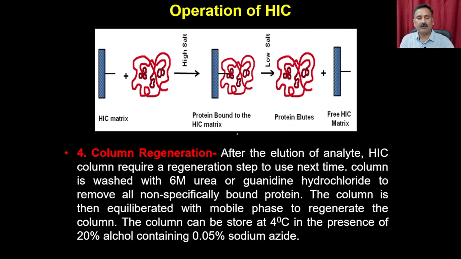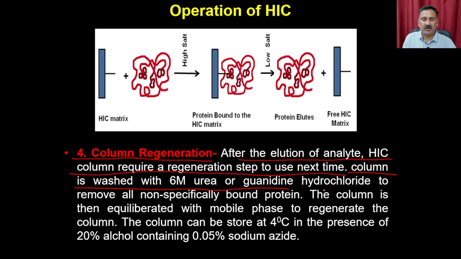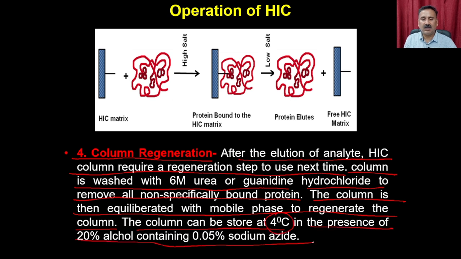Now in step four, you have to do a column regeneration. After the elution of the analyte, the HIC column requires a regeneration step to use it the next time. The column is washed with 6 molar urea or guanidinium hydrochloride to remove all non-specifically bound protein. The column is then equilibrated with a mobile phase to regenerate it. The column can be stored at 4 degrees Celsius in the presence of 20% alcohol containing 0.05% sodium azide.